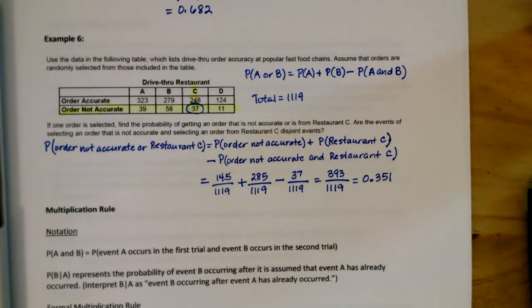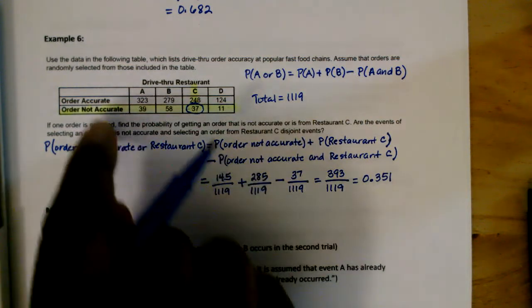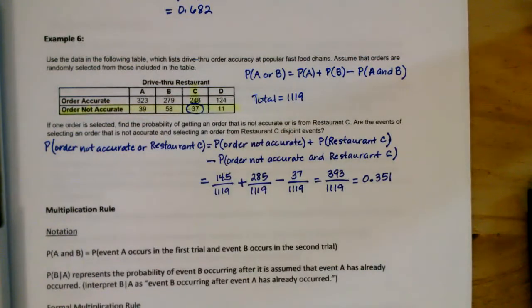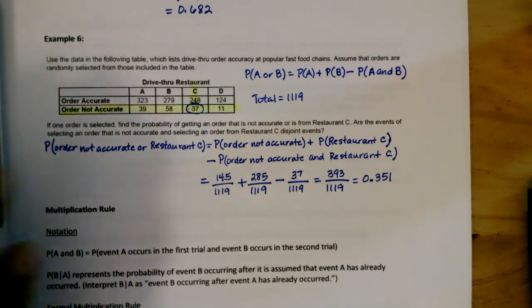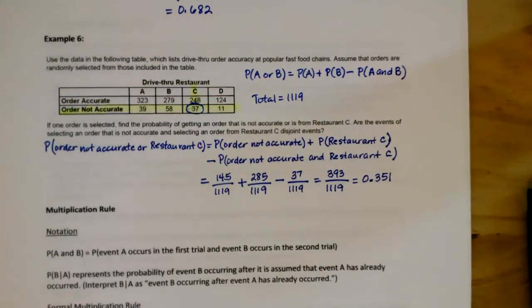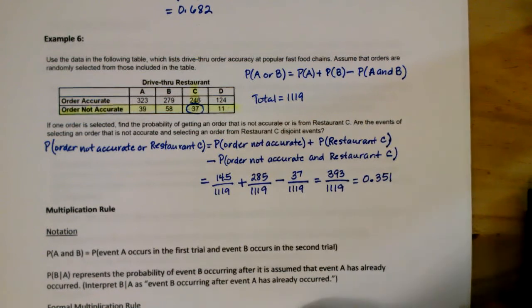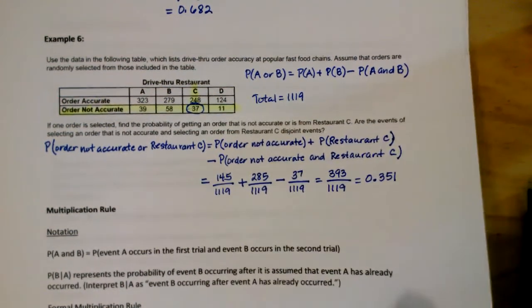Then the other part of the question is, are the events of selecting an order that is not accurate and selecting an order from restaurant C disjoint events? And the answer there is the events are not disjoint, as I illustrated here, because there is an overlap. It is possible to receive an inaccurate order from restaurant C. Okay, so that deals with the addition rule.